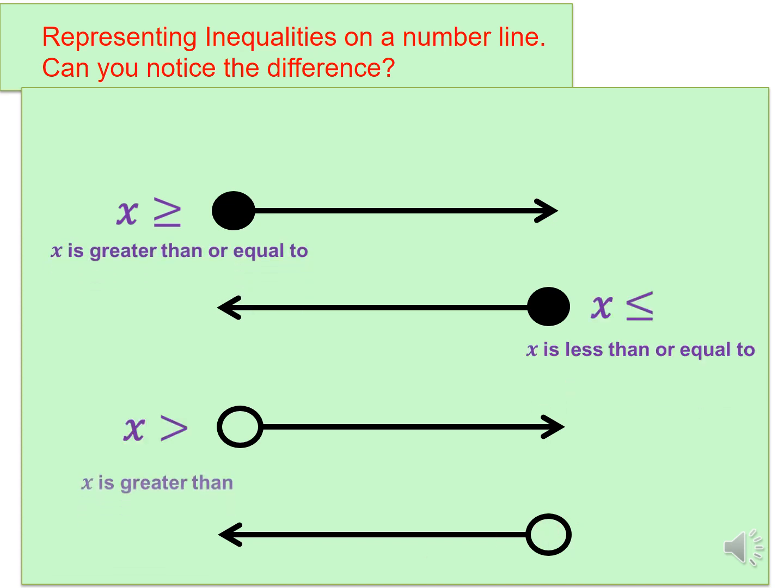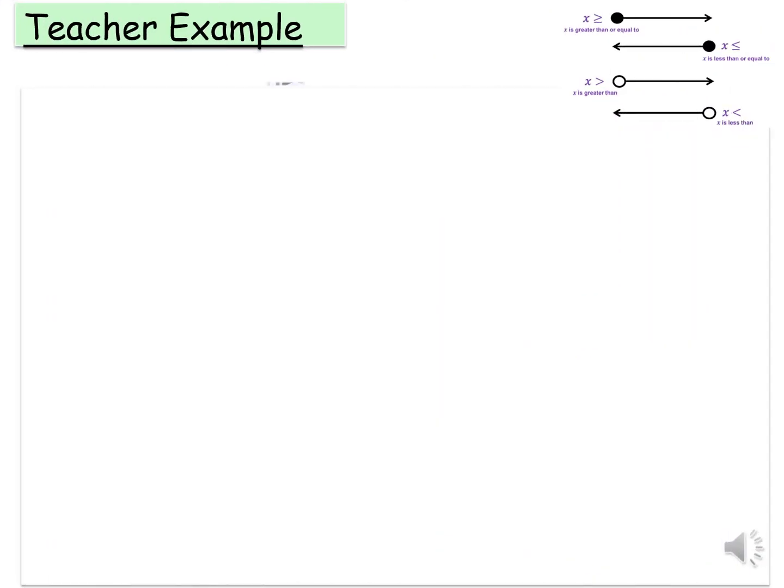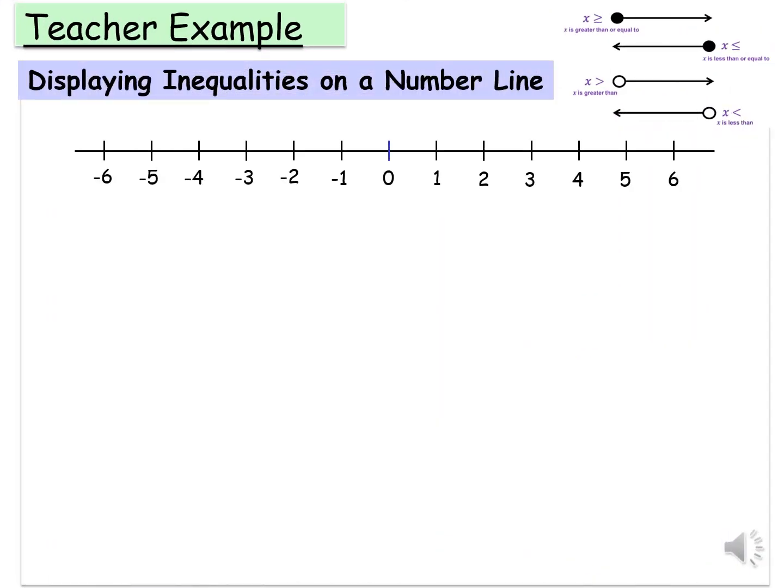Okay, don't worry about it too much, because I'm going to show you an example of how it works. Okay, let's see. We have a number line and we have an inequality. We want to show that inequality on a number line. So x is equal to or less than 1.